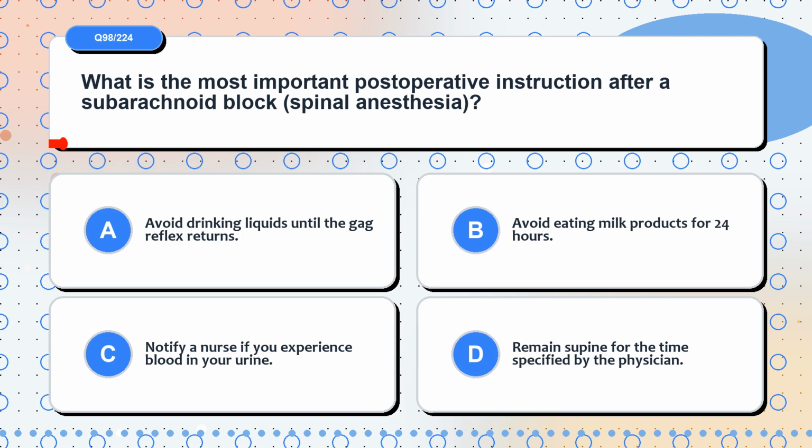Question 98. What is the most important postoperative instruction after a subarachnoid block spinal anesthesia? Here are the options. Option A. Avoid drinking liquids until the gag reflex returns. Option B. Avoid eating milk products for 24 hours. Option C. Notify a nurse if you experience blood in your urine. Option D. Remain supine for the time specified by the physician.